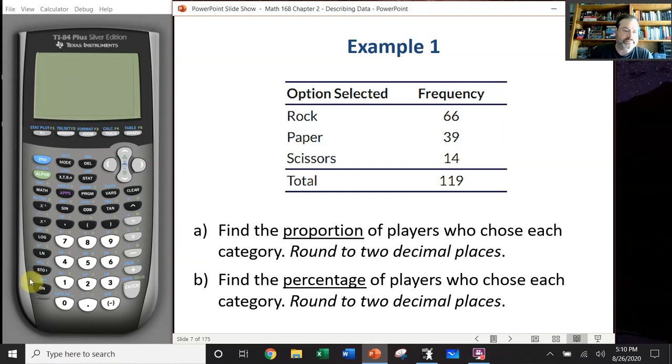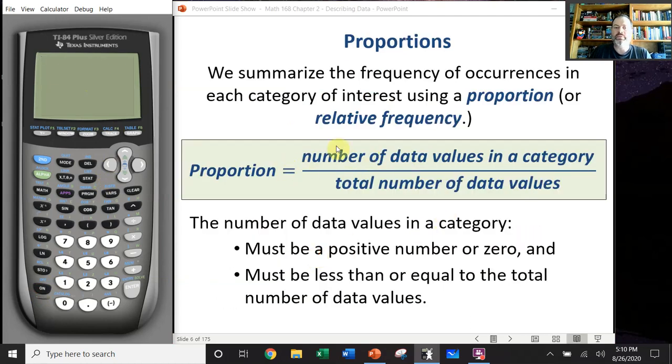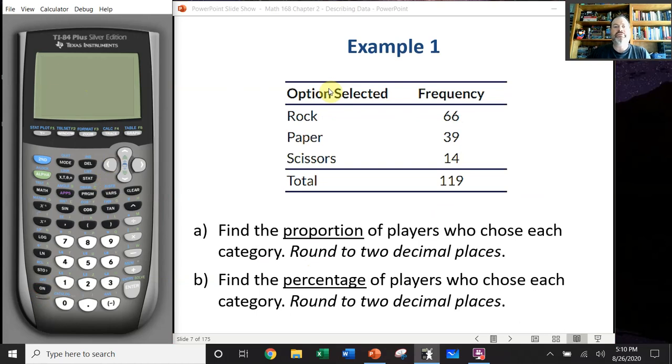All right, so I'm going to go over here and turn on the calculator. So the proportion of players who chose each category. Just go back and look at what we're doing. We're looking for a proportion, number of data values divided by the total number. So if we're looking for rock, 66 people chose rock. So I'm going to make a fraction, right? 66 people chose rock, and there were 119 total. And you hit enter. If you type it in as a fraction, it gives it to you as a fraction.